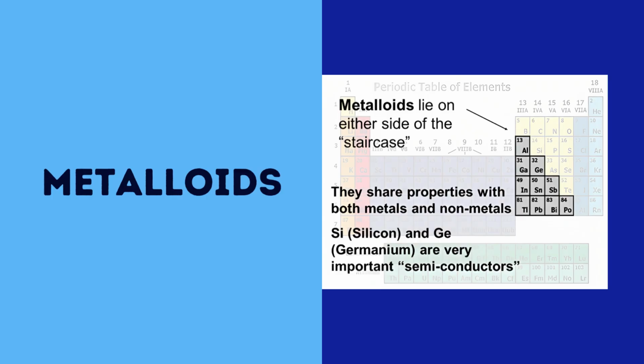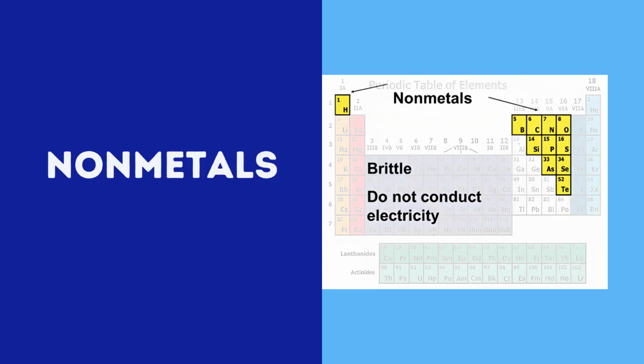Examples include boron, silicon, arsenic, and tellurium. These elements have a wide range of industrial applications, such as in the production of semiconductors and alloys. Next up are nonmetals, which are a group of elements found on the right side of the periodic table. They typically are brittle, have low melting and boiling points, and are poor conductors of heat and electricity.